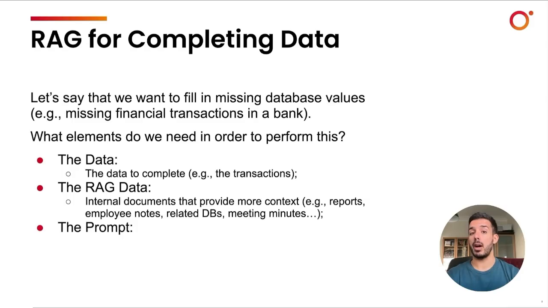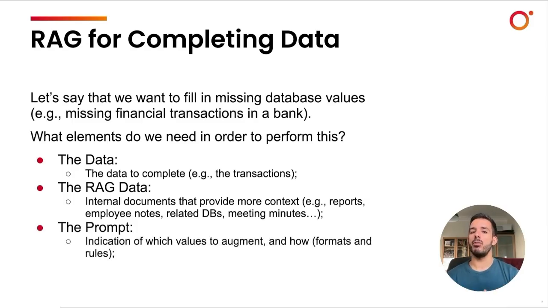And then the actual prompt, right? Something like an indication of what values to augment and how. What are the formats and what are the rules? What should you do if there is no value? What should you do if there is a value but it conflicts with other sources of information that you should have, and so on? What are the criteria for completing those data?